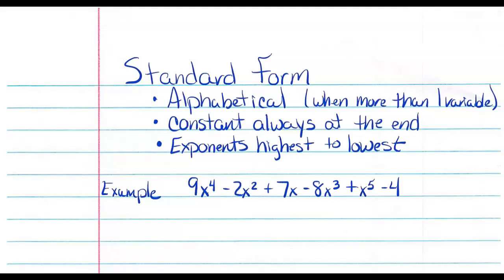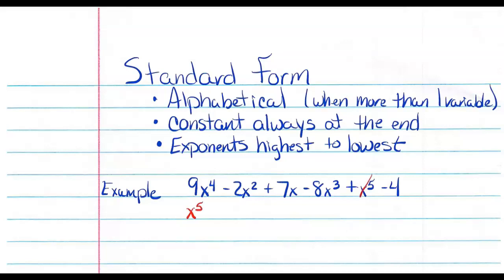So in our first example here, I'm going to look at it very quickly and go, okay, I see all these variables, but they're all x's. Great. I know that I don't have to worry about alphabetical order. I just need to focus on the exponents. So I look through each one and try to find which one has the highest exponent. And it looks like x to the fifth. So I'd start with x to the fifth.